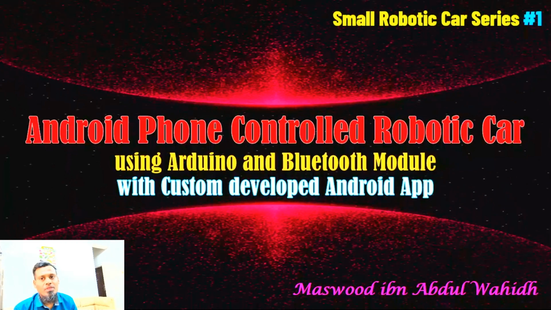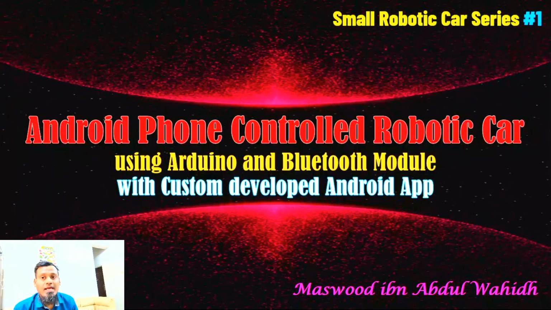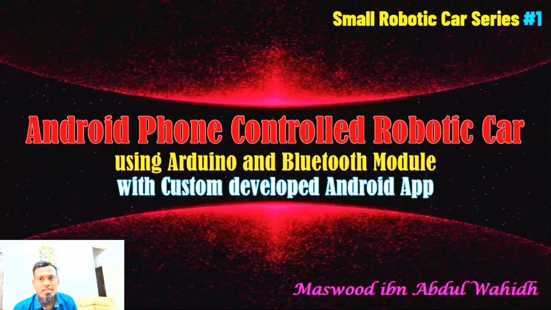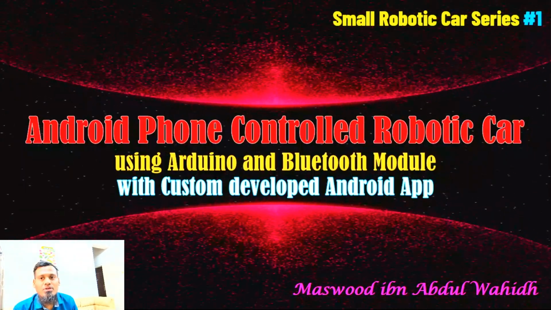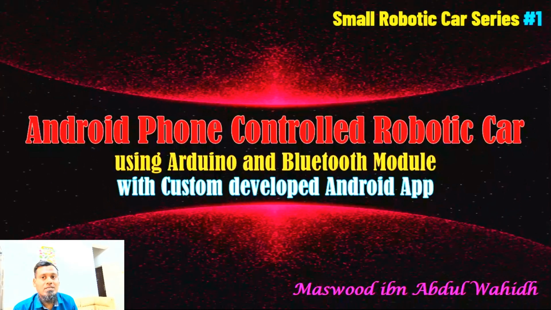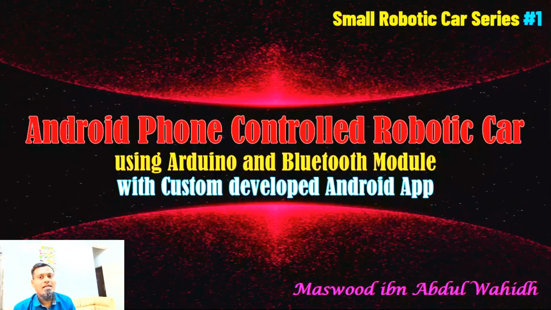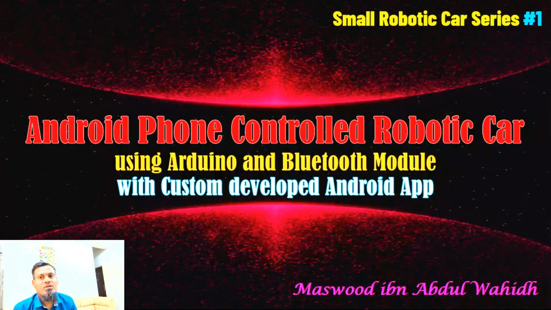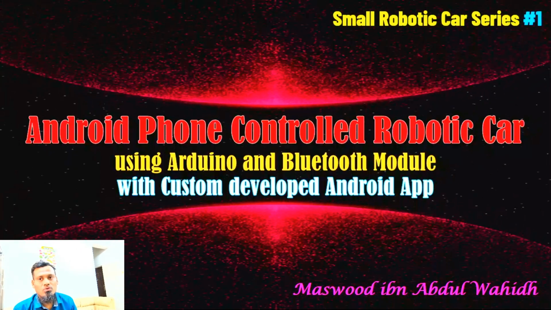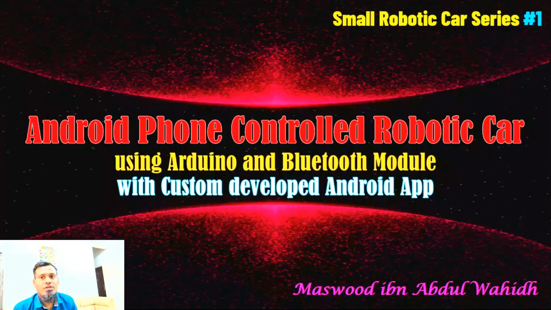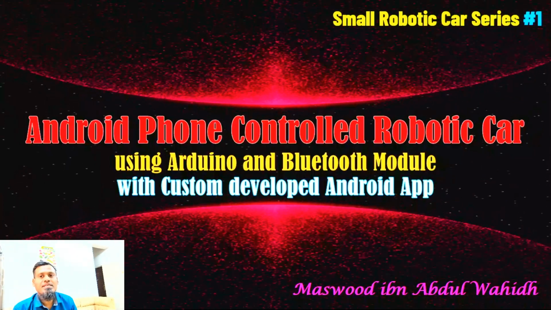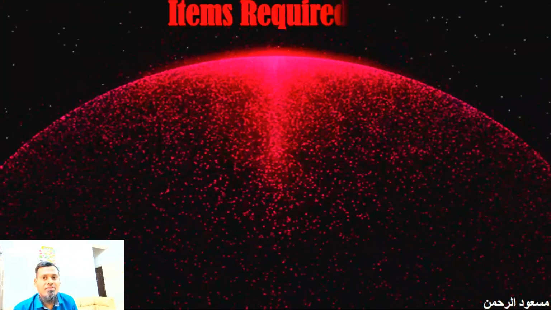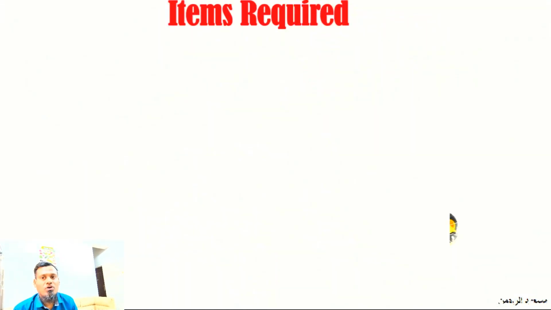In this video we are going to discuss an Android phone controlled robotic car. We are going to assemble a small car and control it through our Android mobile phone, using Arduino and a Bluetooth module. For controlling this we are going to develop our own customized Android app using MIT App Inventor. So let us begin with the items required for doing this.